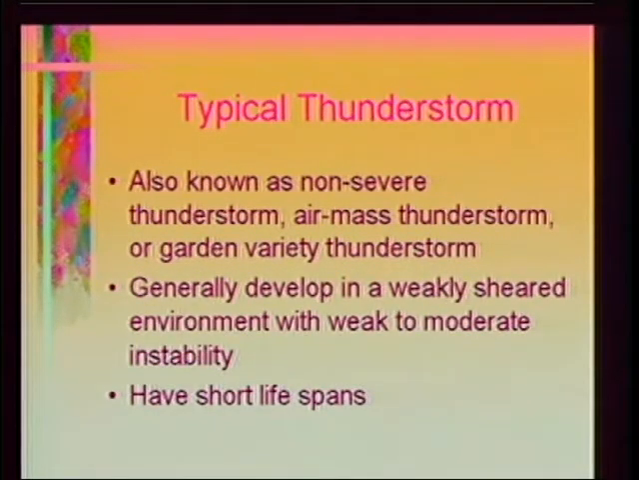Next, we'll look at the typical thunderstorm. It's also known as a non-severe thunderstorm, air mass thunderstorm, or garden variety thunderstorm. They generally develop in a weakly sheared environment with weak to moderate instability, and they have fairly short lifespans because the downdraft falls so close to the updraft that it cuts the updraft off and weakens it. You also have a lot of precipitation falling into the updraft, and that weakens it. And the CAPE is not very high, so the updraft to begin with isn't that intense.